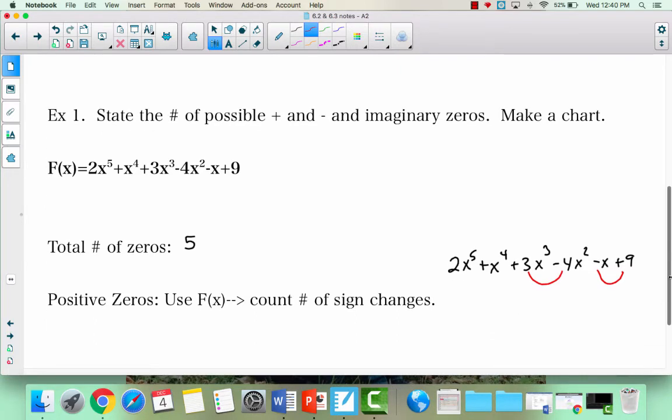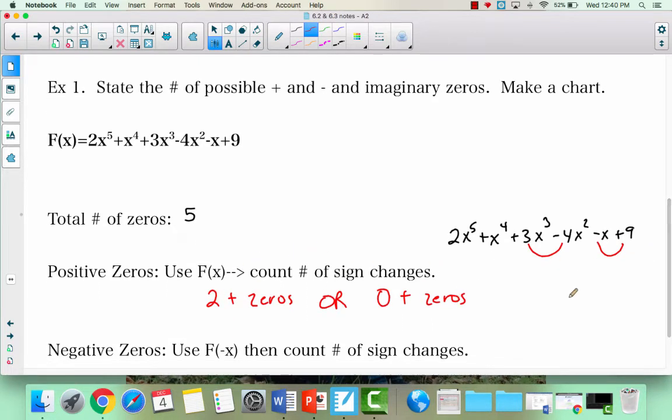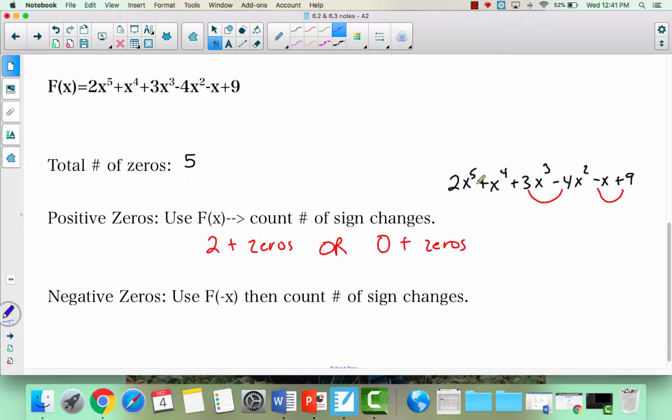So what that means is that you could have 2 positive zeros, or if you always subtract 2 from that until you get negative numbers. So 2 minus 2 is 0, so I could have 2 zeros or 0 positive zeros. Okay, so you always take the number you get minus 2 and you keep subtracting 2 until you hit negative numbers. Okay, so I could have 2 positive answers or no positive answers. Then to do the negative possible zeros, what we're going to do is take the original equation and we're going to use f of negative x.